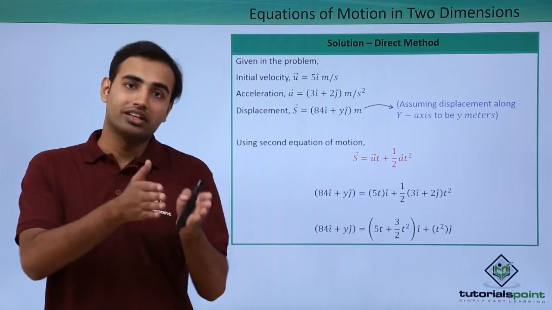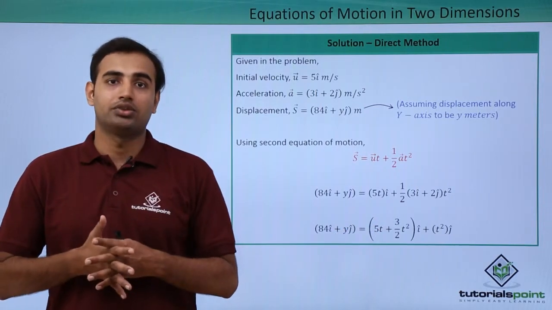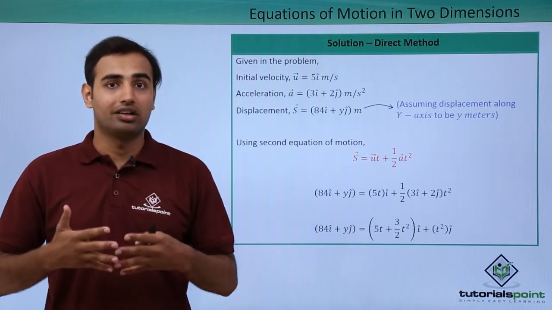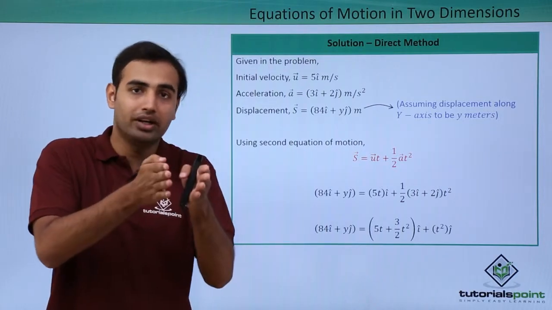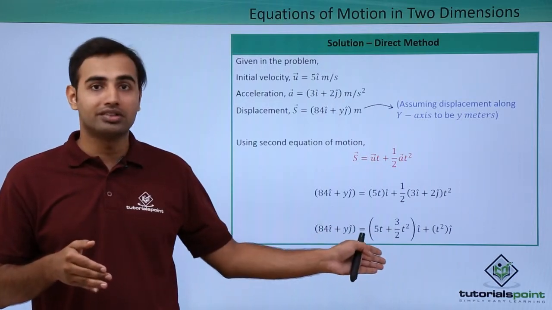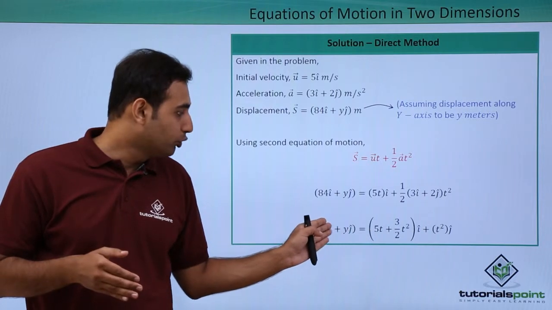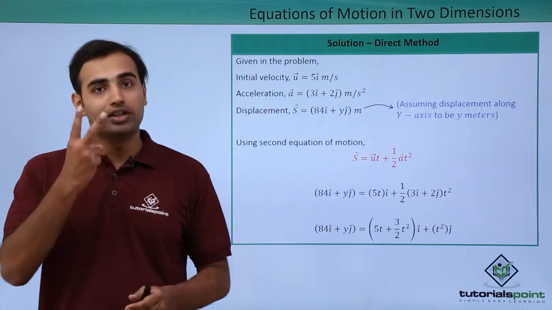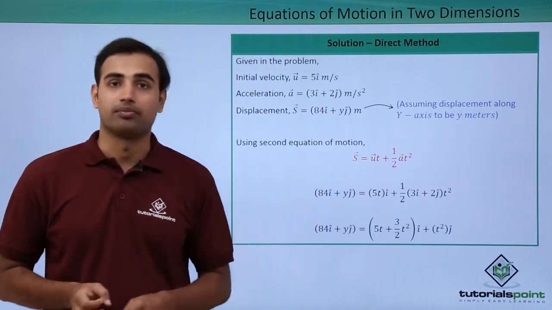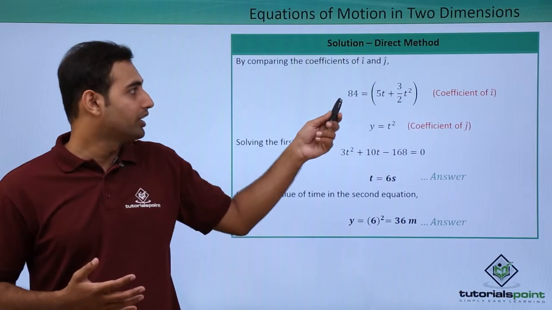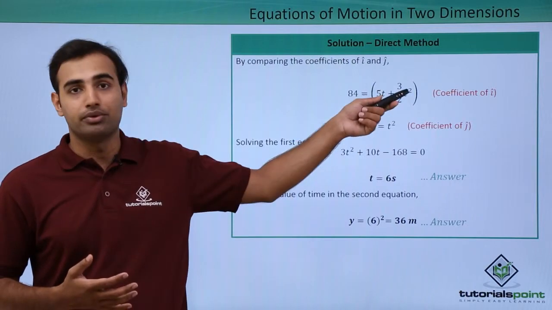Now we have one vector on the LHS, one vector on the RHS equal to each other. Now what is the condition of equality of two vectors? They should have the exact same magnitude and exact same directions, which means they should have exact same x component and exact same y component. So what I'm able to do after this equation is that I can compare the coefficients of i cap and the coefficients of j cap separately, which will give me two equations in time. So let's see how we do it. We compare the i cap coefficient and we obtain 84 is equal to 5t plus 3 by 2 t square.